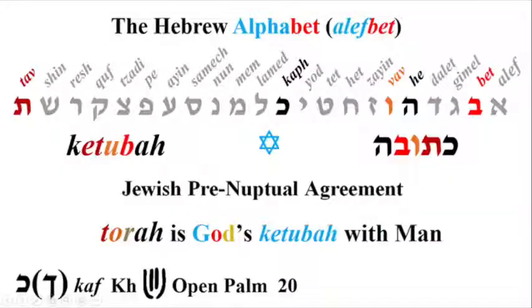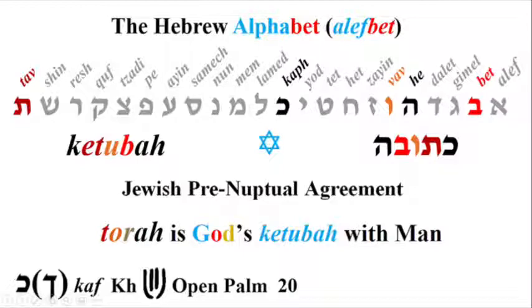Well, the 5 parts of this ketubah can be moved beyond, and you can see that the Torah is God's ketubah with mankind. The Torah has 5 parts.